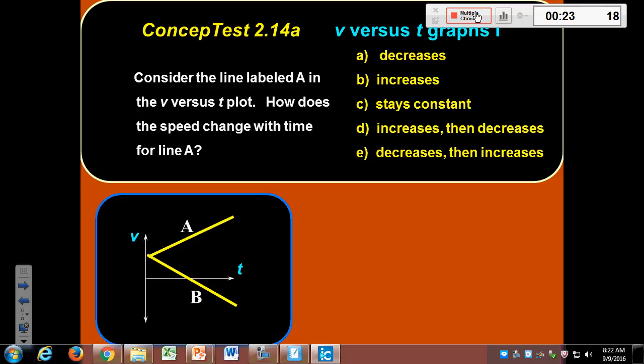Remember, speed just considers the magnitude, not the direction, so we're not concerned with signs. Feel free to ask your neighbor what they think.